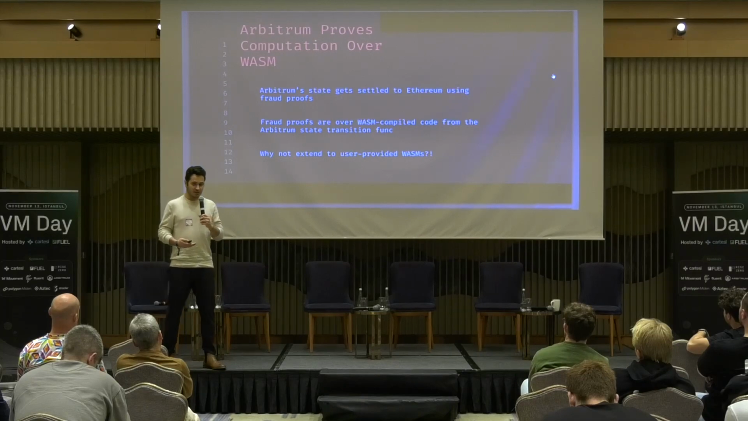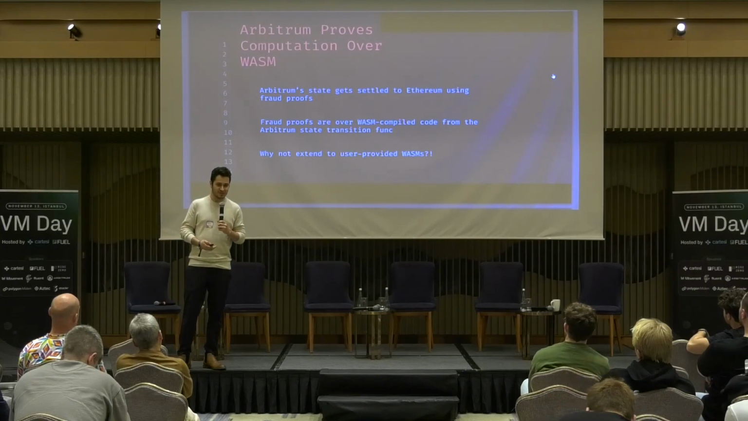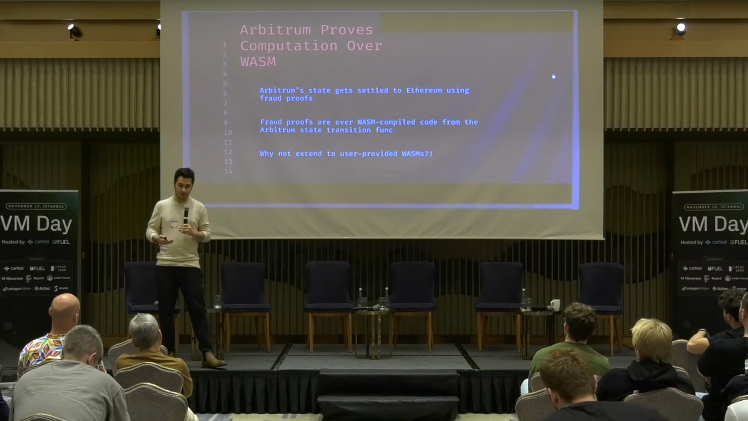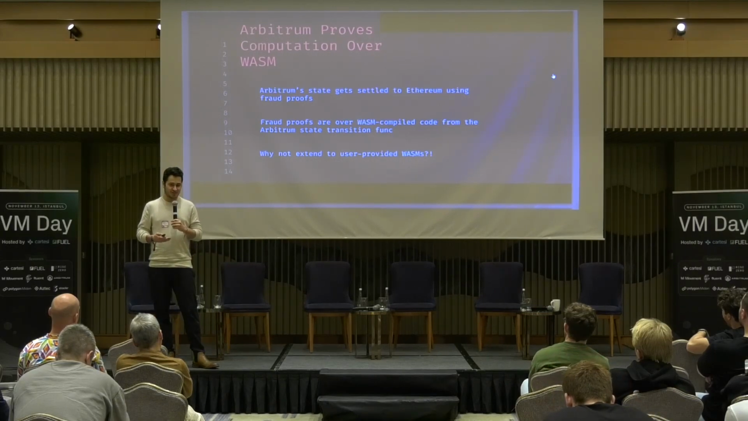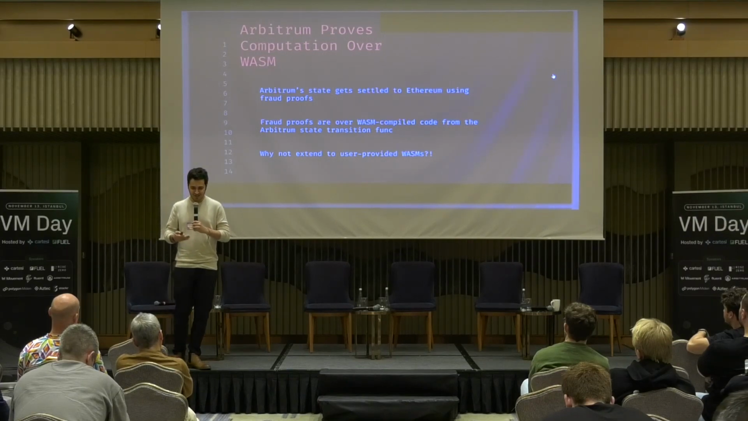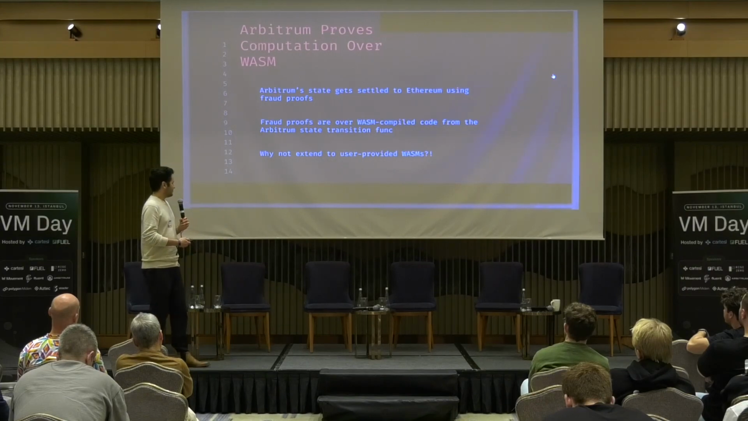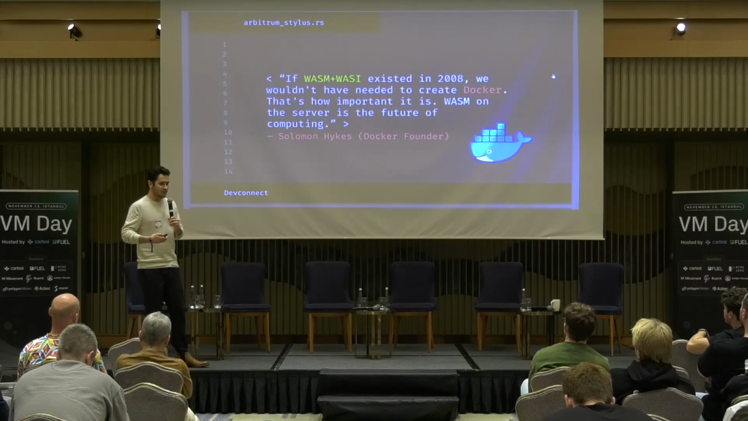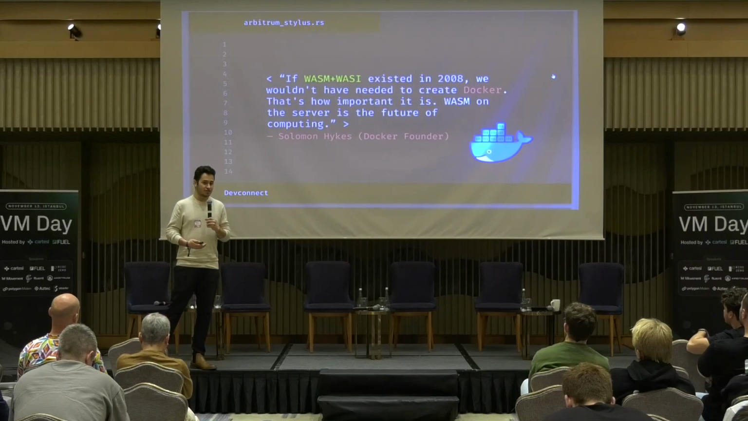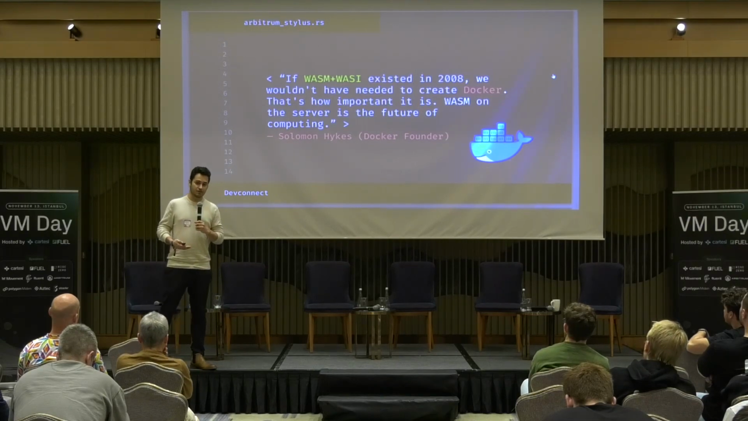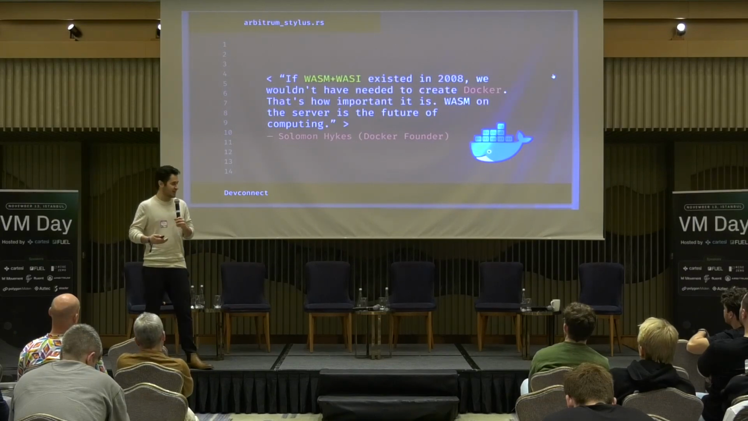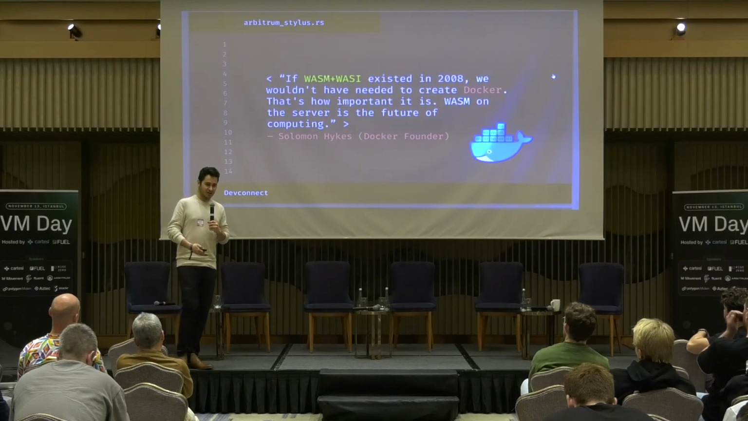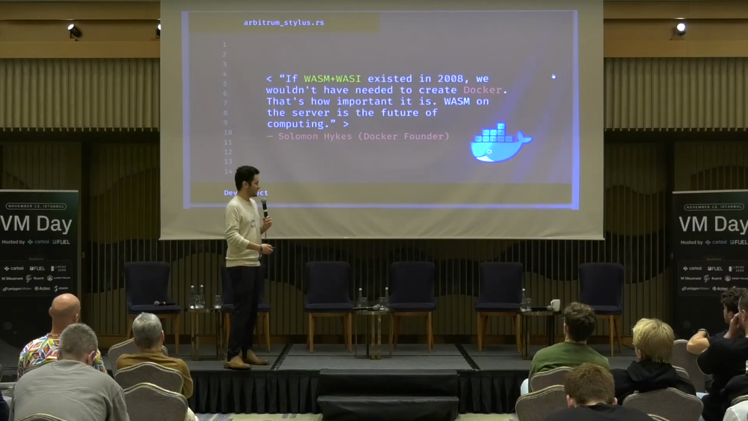Because Arbitrum today proves computation over WebAssembly, which is the bytecode that we choose to compile to for many reasons, we ask ourselves the question: can we support execution of WebAssembly smart contracts in addition to EVM bytecode? We believe that WebAssembly is a powerful technology that will continue to shape the future. There's a famous quote from Solomon Hykes, the founder of Docker, that if WebAssembly and WASI, which is a standard library for WASM, existed back when they were starting Docker, they probably wouldn't have needed to do that at all, which is pretty mind-blowing.